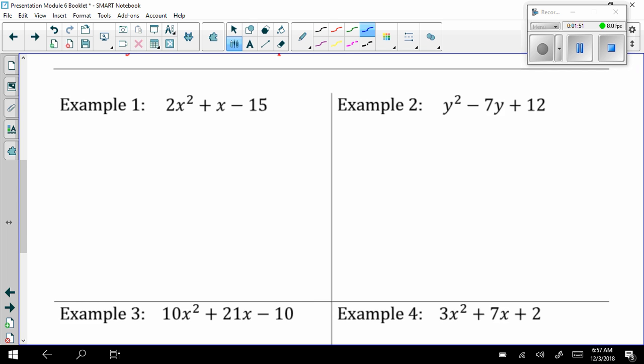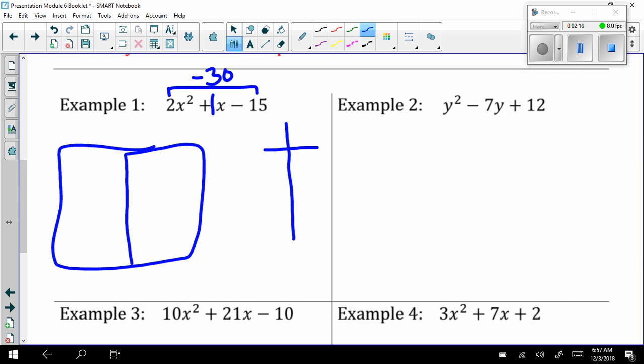Okay, so the first thing I want you to see, the A is 2, the B is 1, the C is negative 15. When I say multiply A times C, I'm talking about those two, including the sign. So 2 times negative 15 is negative 30. That's step 1. No, sorry, that's the beginning of step 2. Step 1 was to place the first and last. Okay, now we want to find two things that multiply to negative 30 and add to 1, the middle term.